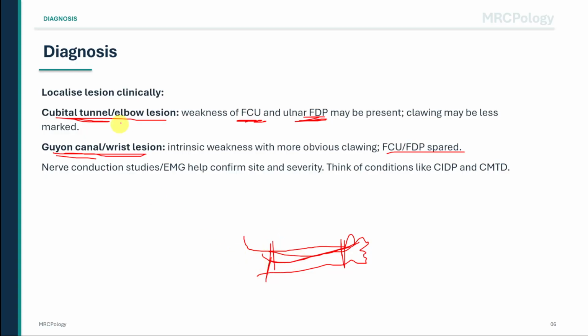Nerve conduction studies and electromyography can confirm the presence of an ulnar neuropathy, help identify its site, assess its severity, and distinguish it from a C8 or T1 radiculopathy or a more generalized neuropathy.